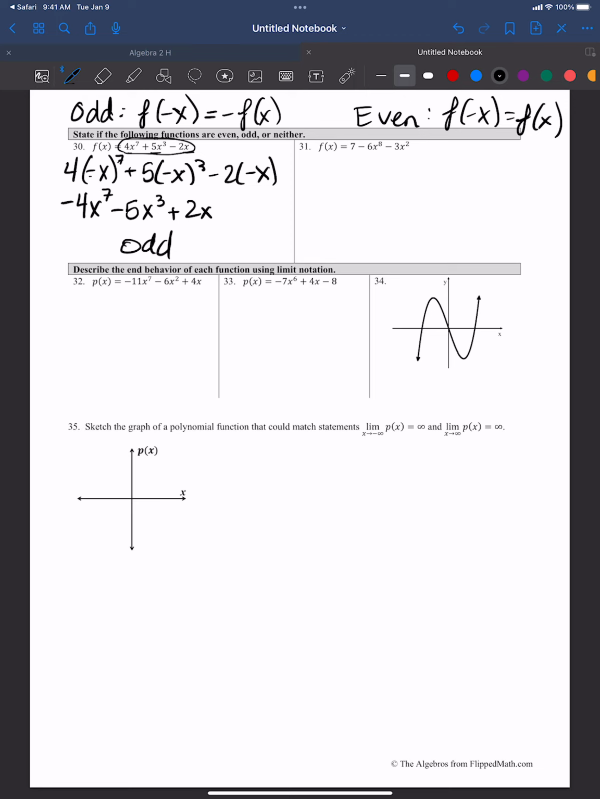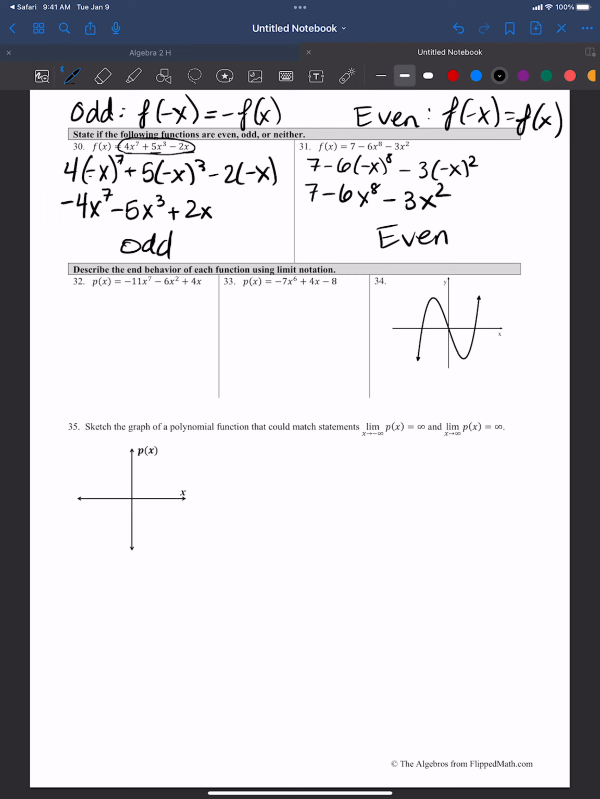Now again, for an even function, when I replace that x with negative x, it shouldn't change anything. So an even exponent with a negative value is going to end up being a positive, which keeps the 6 as a negative. So negative 6x to the 8th, and then negative x squared would be a positive x squared, so it would stay negative 3x squared. So this is an even function.